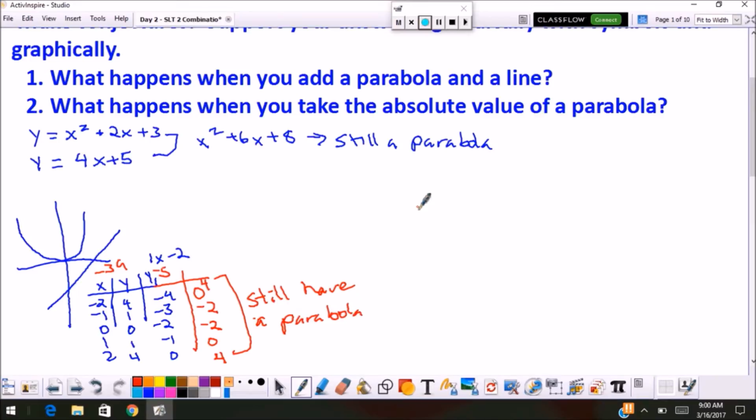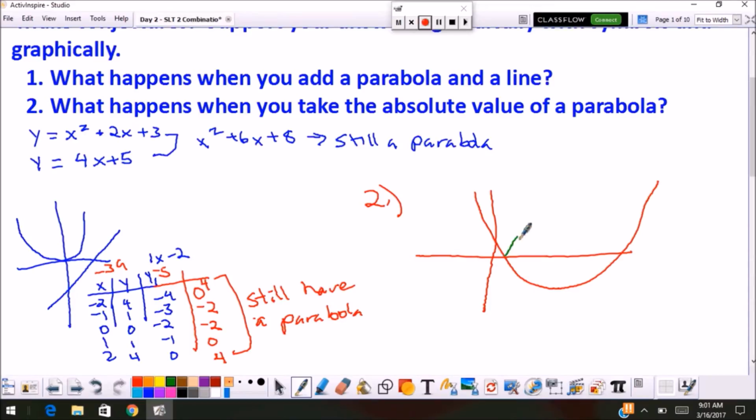Okay. Number 2 says, what happens when you take the absolute value of a parabola? If I took the absolute value of a parabola, I'm going to give it some negative y values. Absolute value is just the distance from 0, so it's going to take all the points below the x-axis and flip them over an equal distance above the x-axis. And then this would be the absolute value of our graph. Let's say this graph had a vertex of 3, -1. We would write this as y equals the absolute value of x minus 3 squared minus 1.